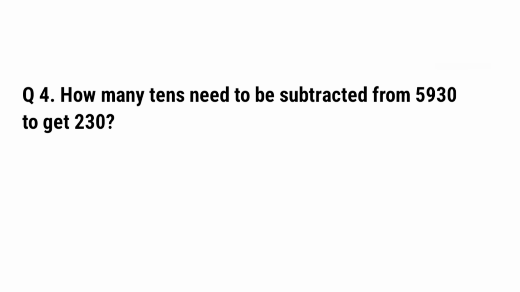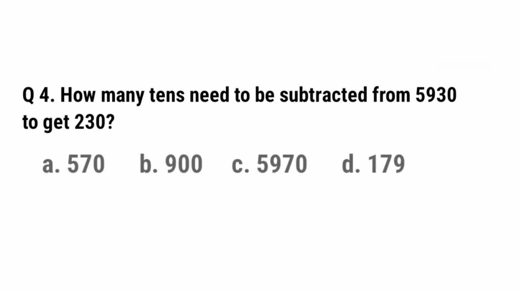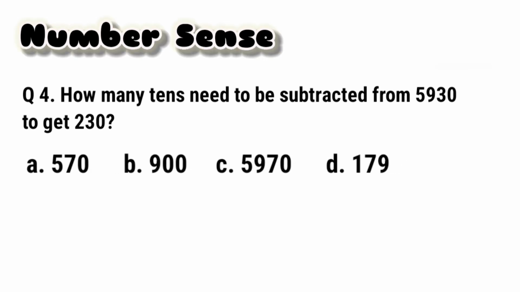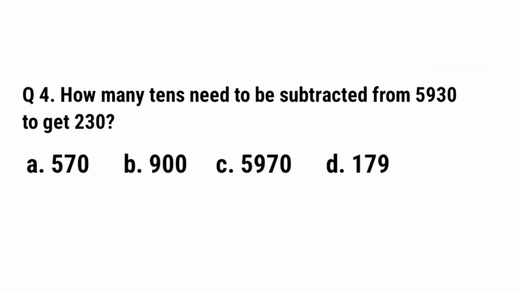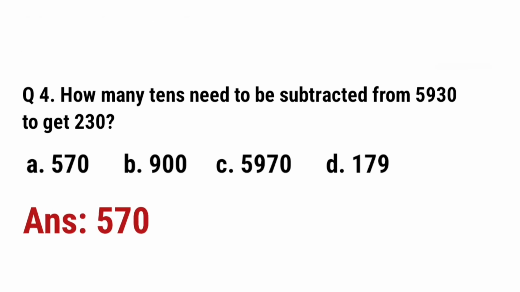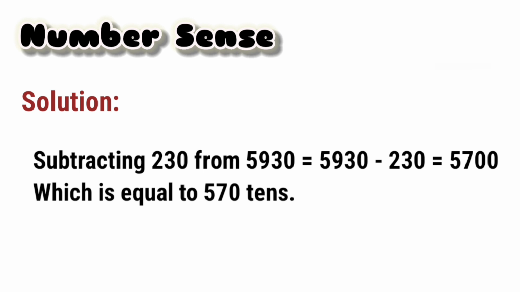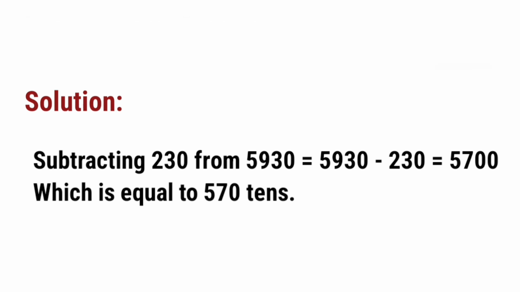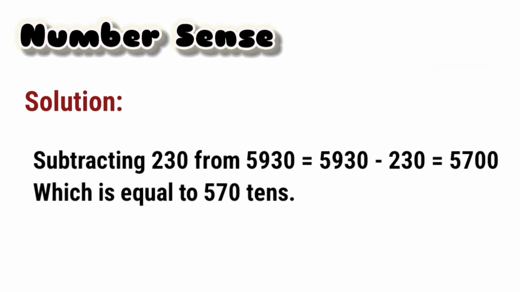How many tens need to be subtracted from 5,930 to get 230? Option A 570, B 900, C 5970, D 179. And the answer is option A 570. Subtracting 230 from 5930 is equal to 5700, which is equal to 570 tens. So the correct answer is 570.